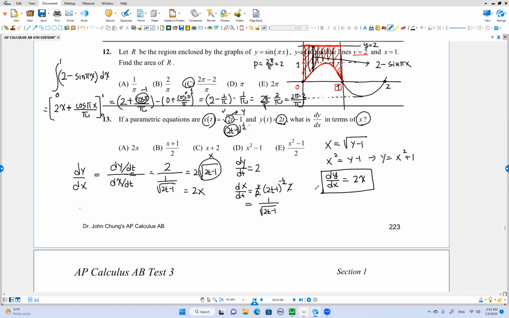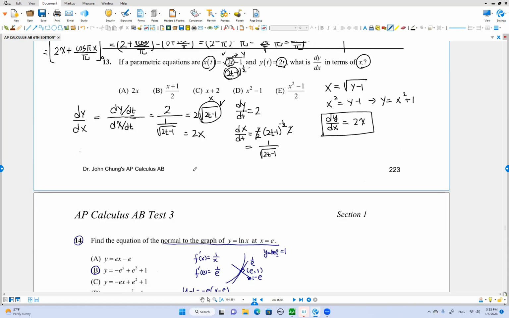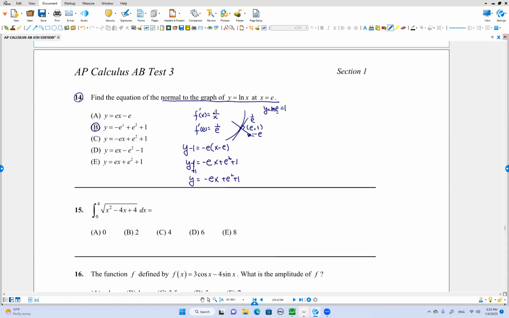You can solve this way too, because that's when you find the derivative dy/dx in terms of x. If they want you to leave the parameter t, you can use this one, okay? That is number 13. Number 14, okay, we try this one more time, okay? We did it the last times.